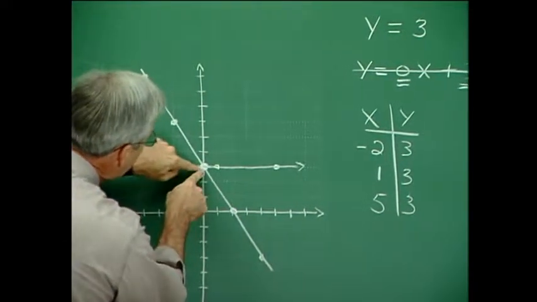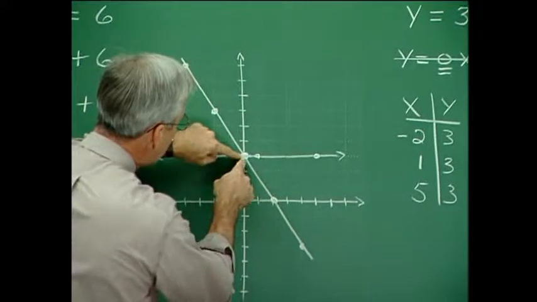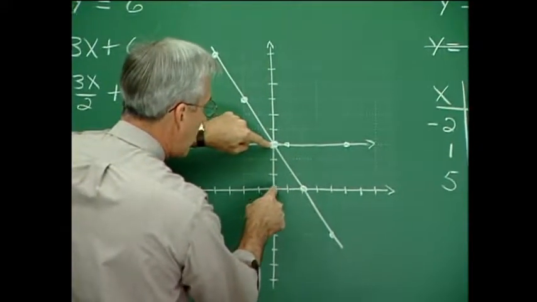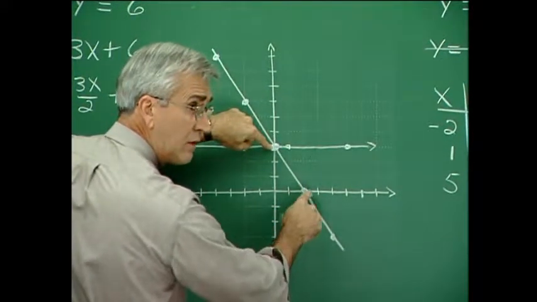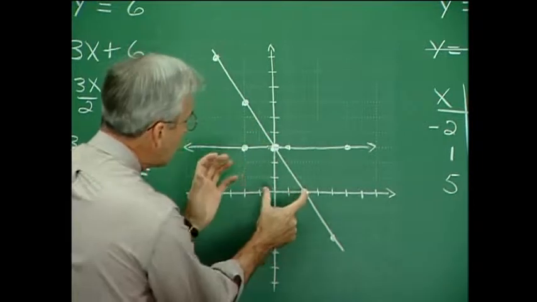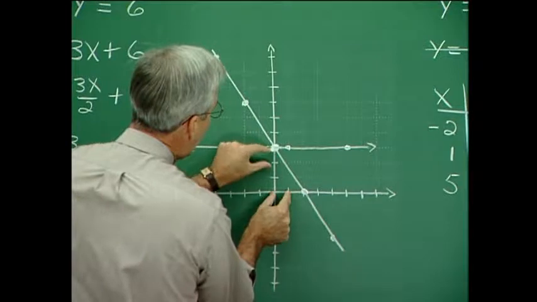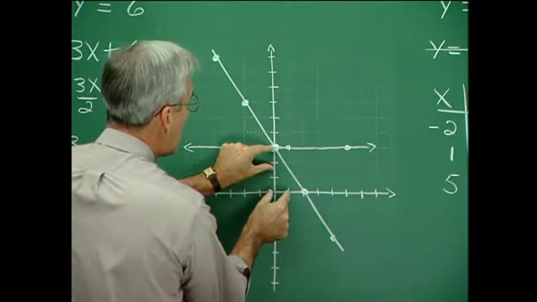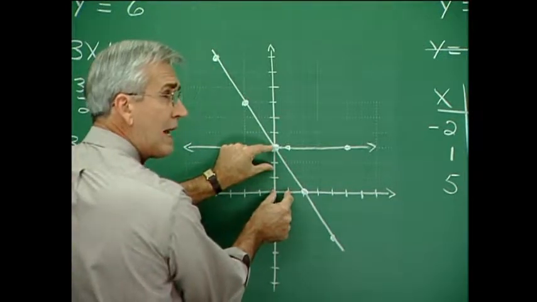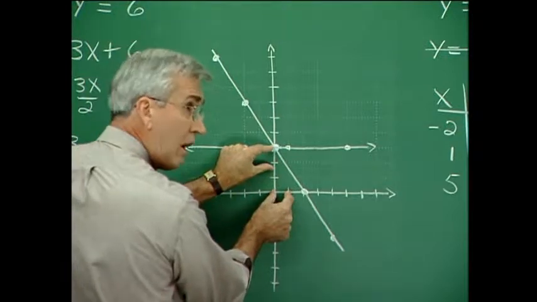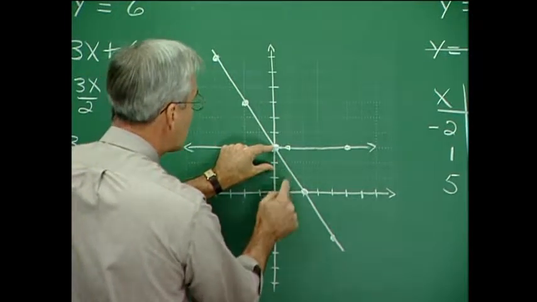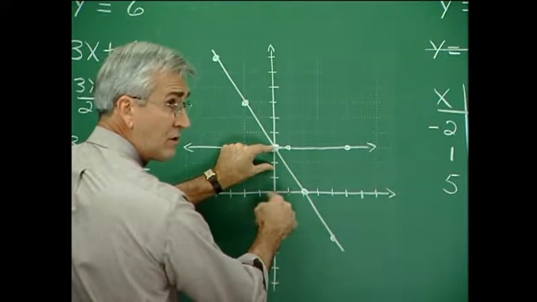So here, just between this point and this one, we are dropping 3 units for 2 units of run. And if I reduce this to a single unit, you see I am falling 1 1/2 for every horizontal unit. So I am falling at the rate of 1 1/2 units per horizontal unit.